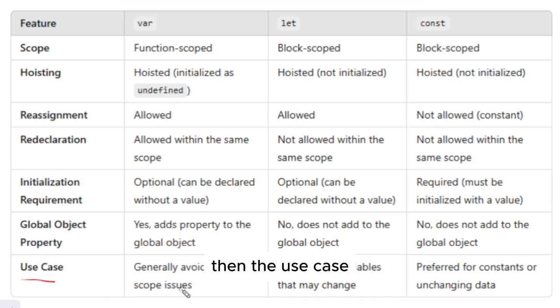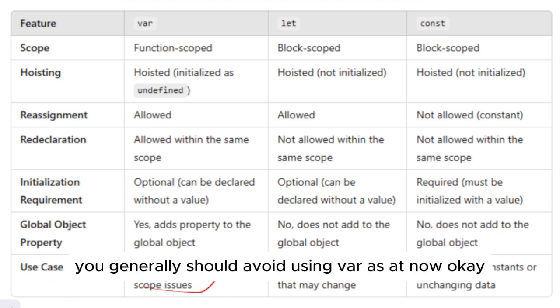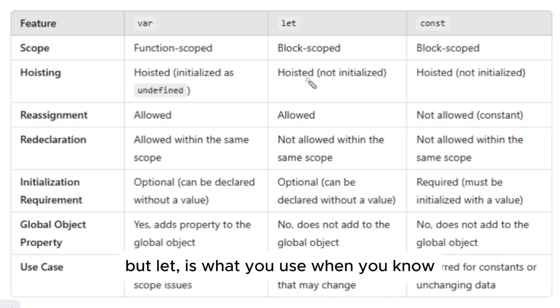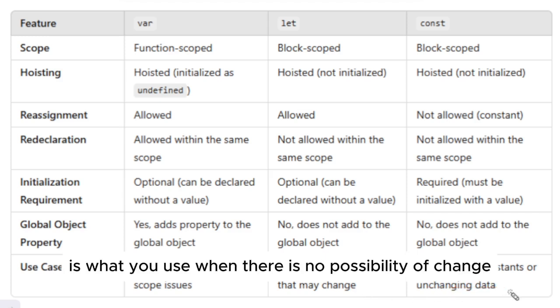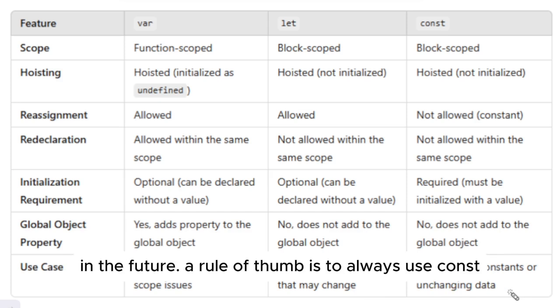Then the use case. You generally should avoid using var as of now, okay? But let is what you use when you know there's going to be change for that variable, and const is what you use when there is no possibility of change in the future.